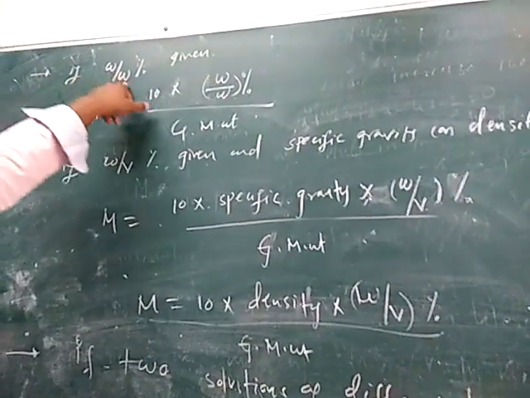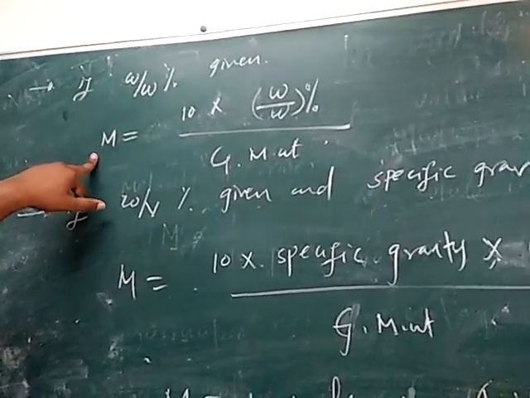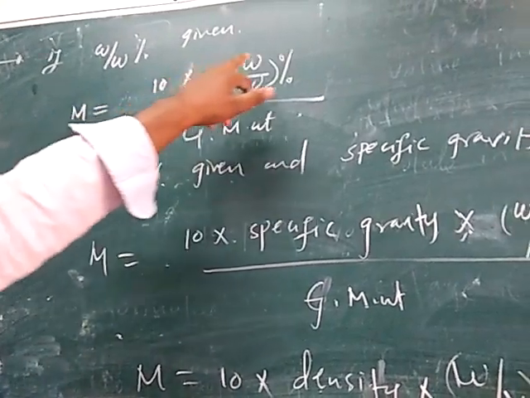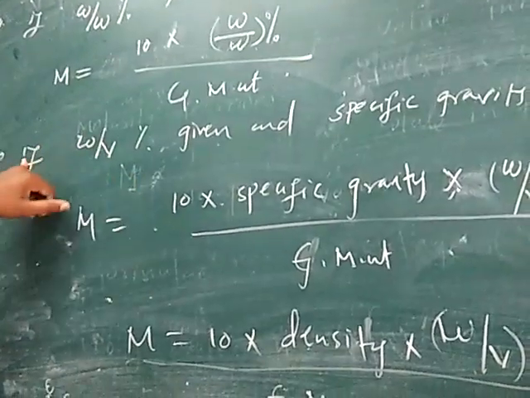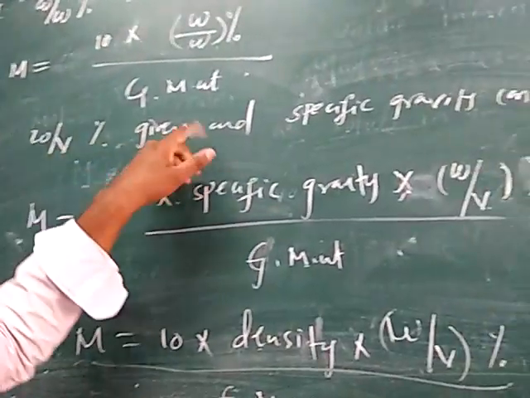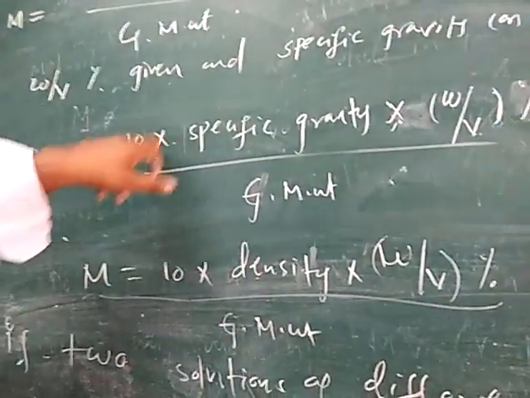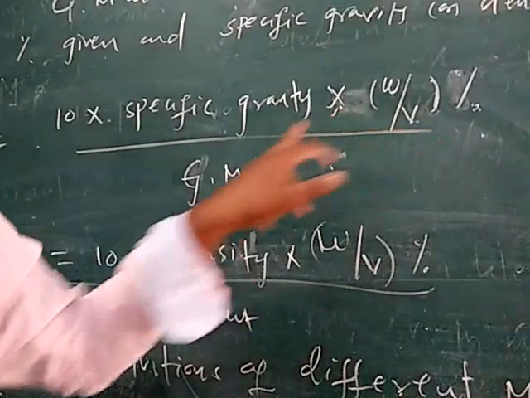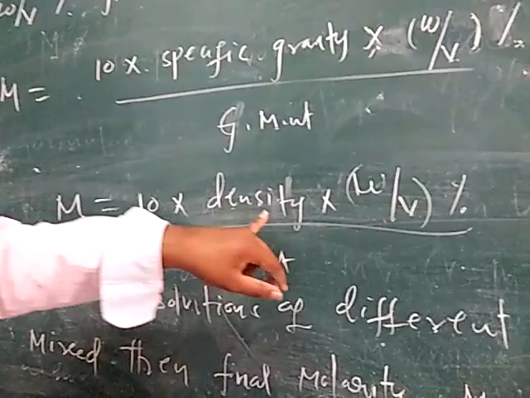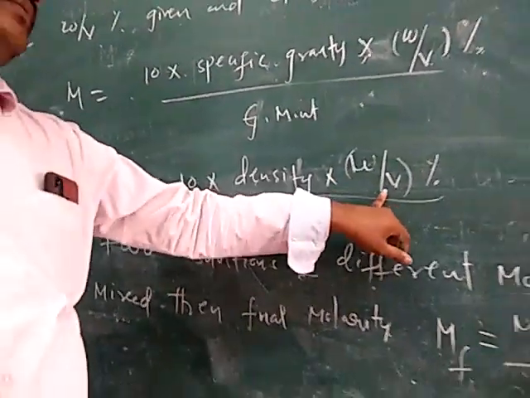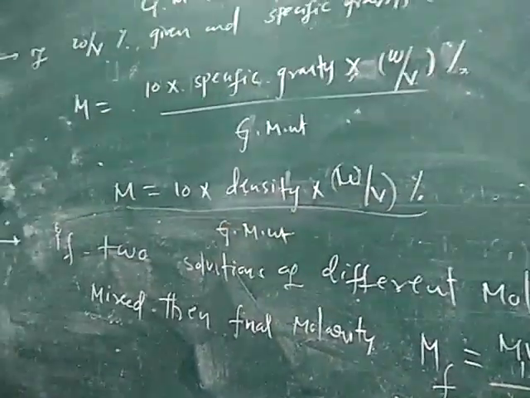Next, if weight per weight percentage is given, then the resulting molarity formula is molarity equals 10 into given weight per weight percentage by gram molecular weight of solute. If weight per volume percentage and specific gravity or density are given, then molarity equals 10 into specific gravity into weight per volume percentage by gram molecular weight. Otherwise, if density is given, 10 into density into weight per volume percentage by gram molecular weight.